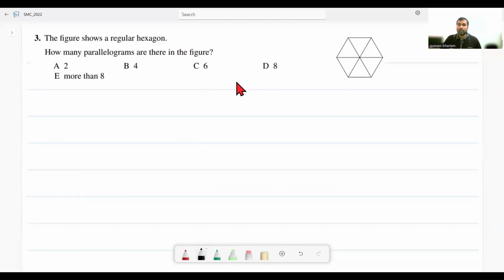This is the question. The figure shows a regular hexagon. How many parallelograms are there in the figure? So you have to count all the parallelograms. So remember, with this space, how many parallelograms we can have. So with this space, we can have one, and we can have two. So two parallelograms we have, right?